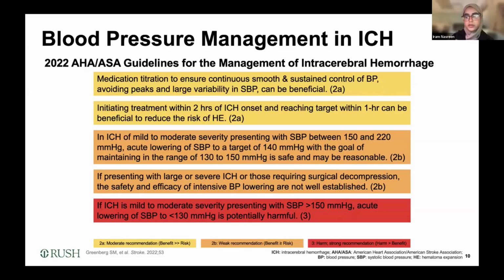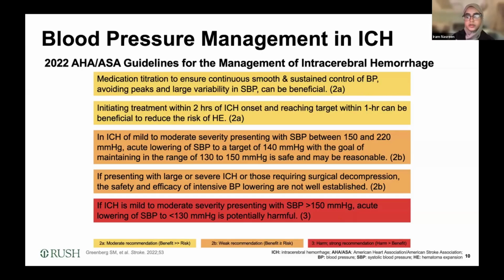In ICH of mild to moderate severity, presenting with systolic blood pressures between 150 and 220, acute lowering of systolic blood pressure to a target of 140 with goal of maintaining in the range of 130 to 150 is safe and may be reasonable. And this is based on the average blood pressure readings that were achieved in the trials that we discussed. And if presenting with a large or severe ICH or those requiring surgical decompression, the safety and efficacy of intensive blood pressure lowering is not well established. And this is because a lot of those patients ended up being excluded from the trials that we talked about.